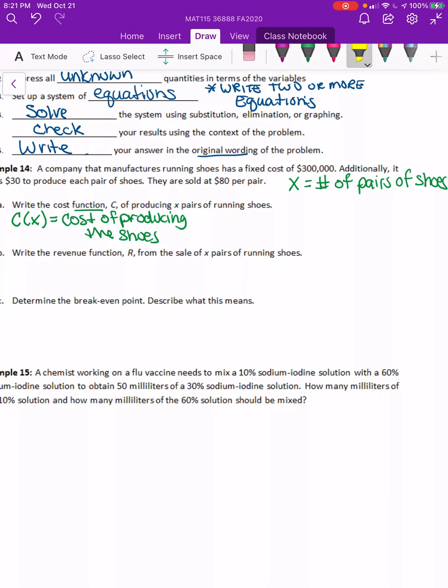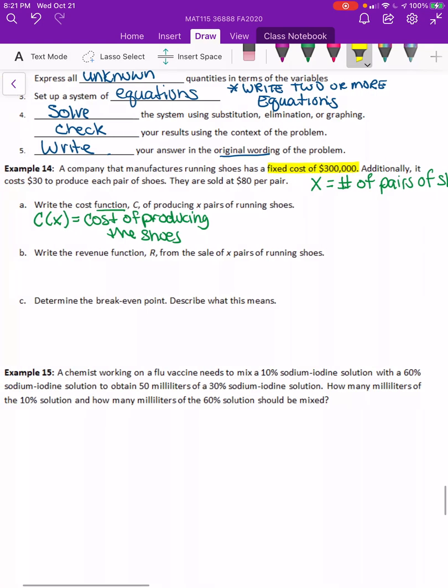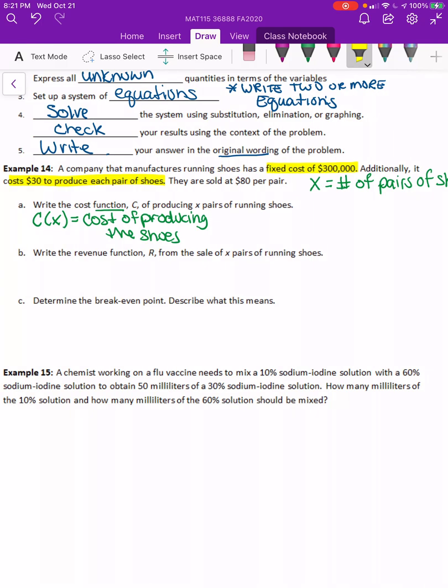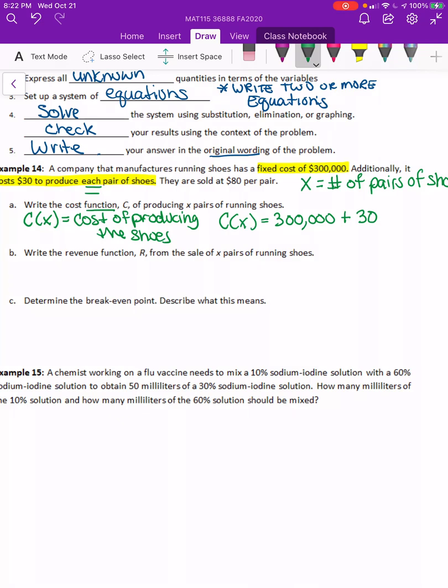They say there's a fixed cost of $300,000, and additionally, it costs $30 to produce each pair of shoes. Those are the numbers that are going to go with our cost equation, because those are the numbers that have to do with cost. So our cost equation is C of x is equal to 300,000, so it costs $300,000, plus $30 for each pair of shoes. In that sentence, the word each implies that we're going to multiply, so $30 times the number of pairs of shoes. The number of pairs of shoes was x, so 30x. Okay, so that's our equation for the cost function.